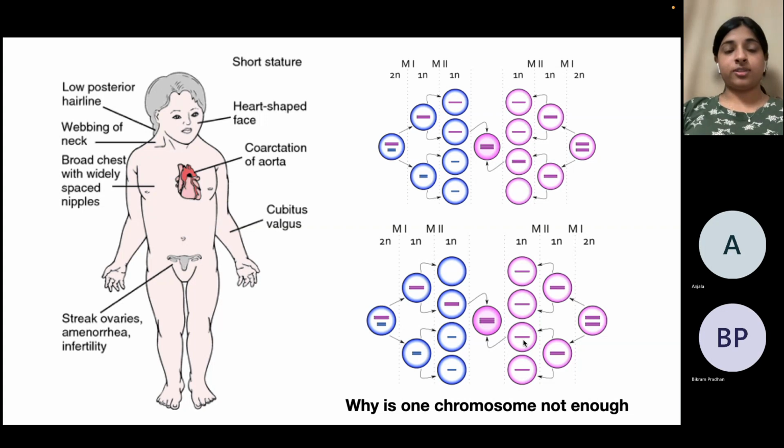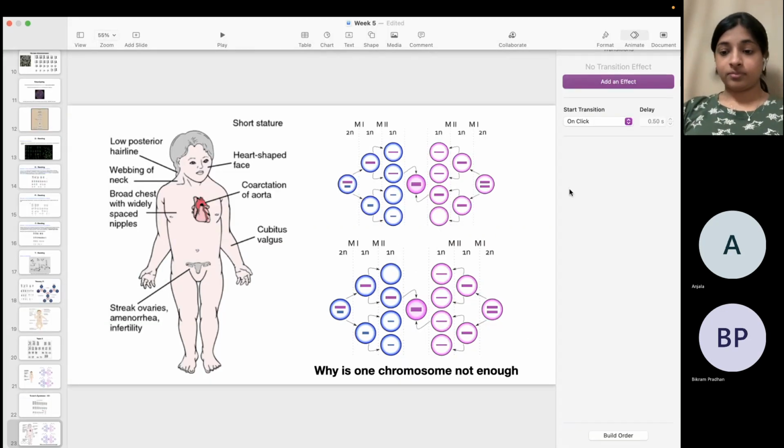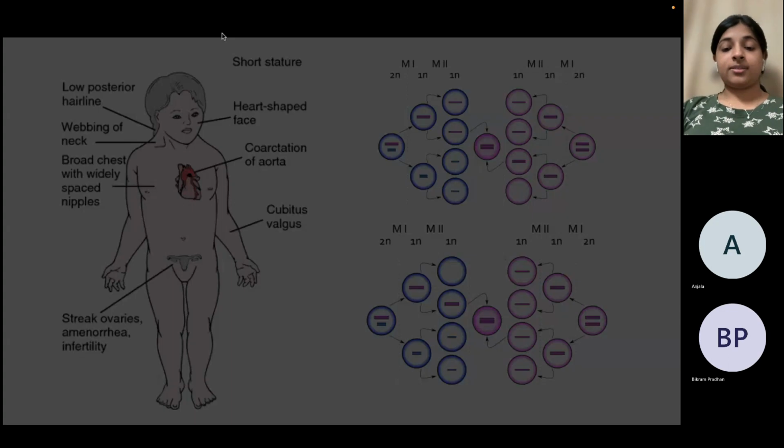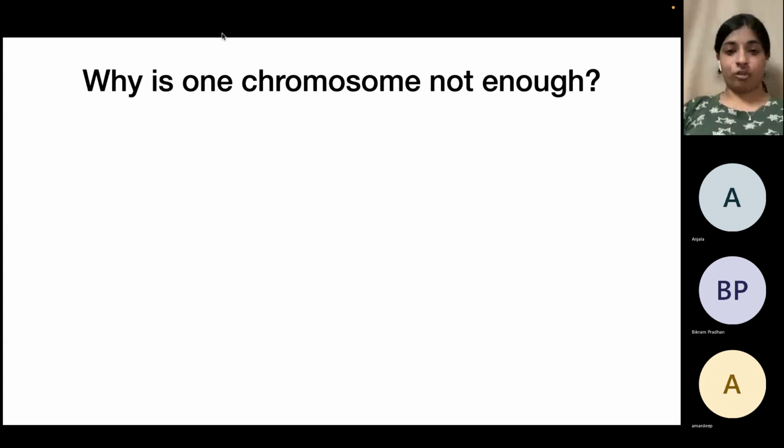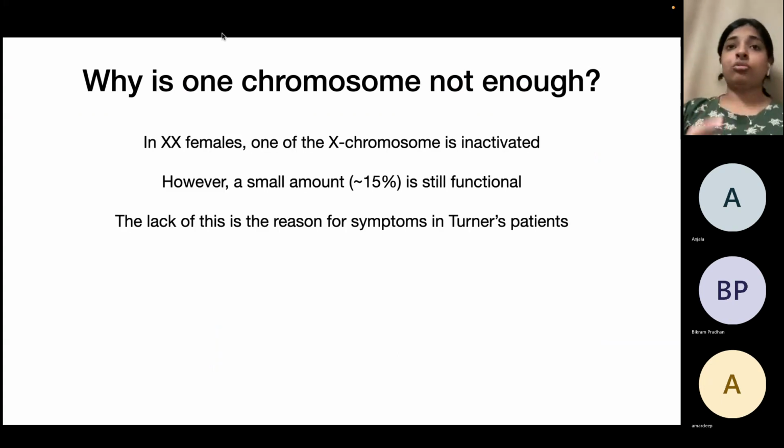In fact, if you have heard of this thing known as X inactivation, what happens is in a normal female cell, there is inactivation of one of the X chromosomes, which means that even though the cell has 2 X chromosomes, only one of them is actively participating in protein synthesis. However, at the same time, not the entirety of the second chromosome is silenced. Still, a very small amount, somewhere around 10 to 15%, is still active and synthesizing RNA and synthesizing protein.